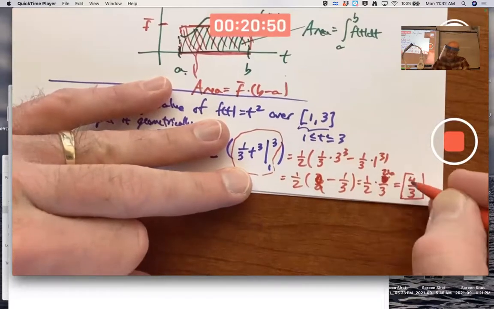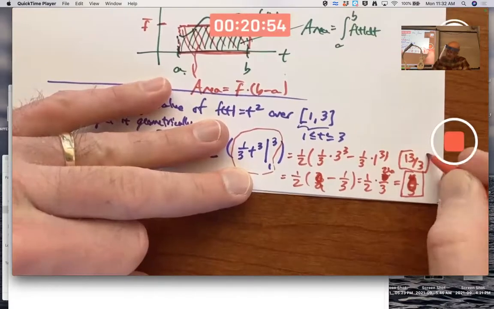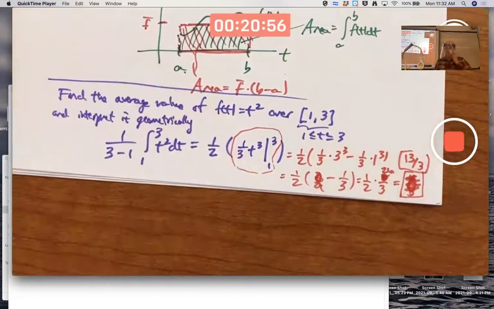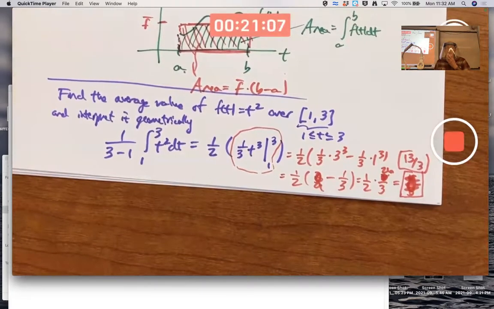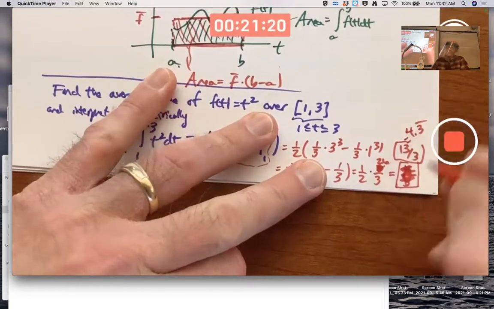That should be a 26, and this should be 13/3. Like, that's just too small. 4/3 is too small. Right, 9. 3 cubed, 27, divided by 3 is 9. 9 is the same as 27 over 3. Minus 1/3 is 26/3. Okay, 13/3. The average value, that's also 4 and 1/3, 4.3 repeating.